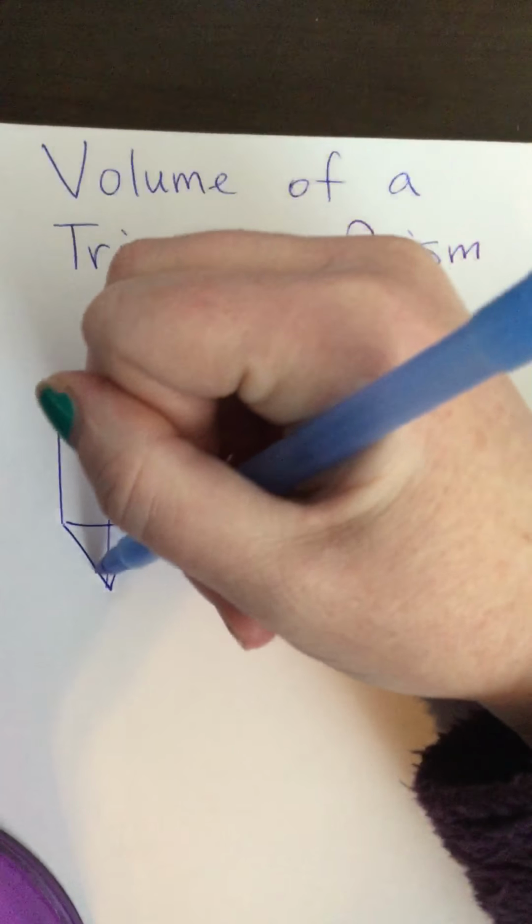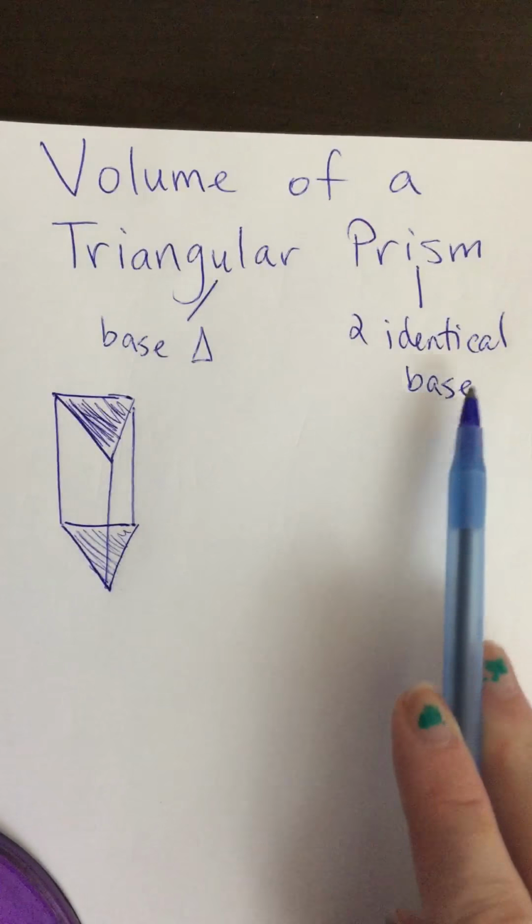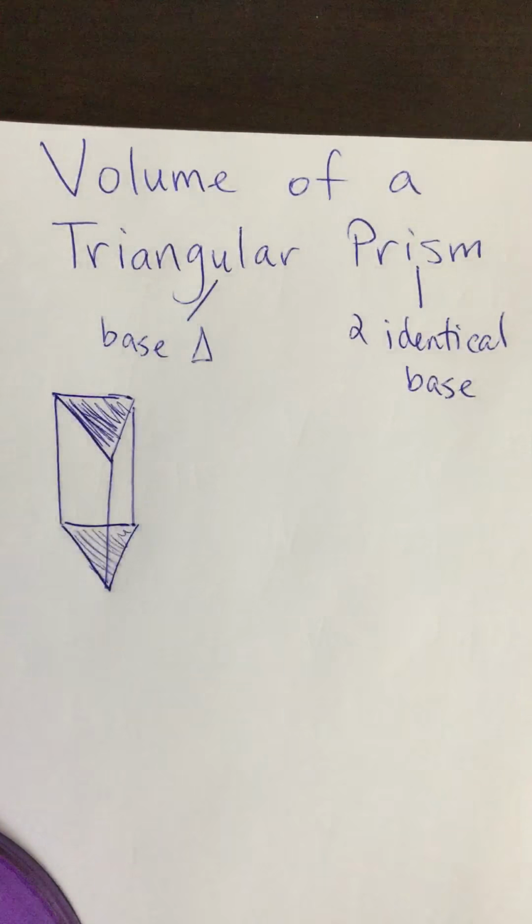Okay, here's the top and the bottom, and these are identical triangles. A triangular prism, the top and the bottom are triangles, and it's a prism because it has a top and a bottom that are identical. Mine are not very identical, but that's okay.